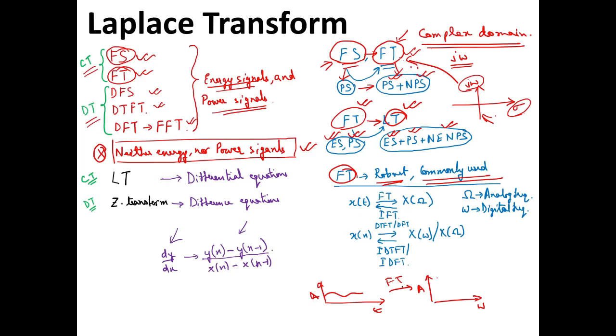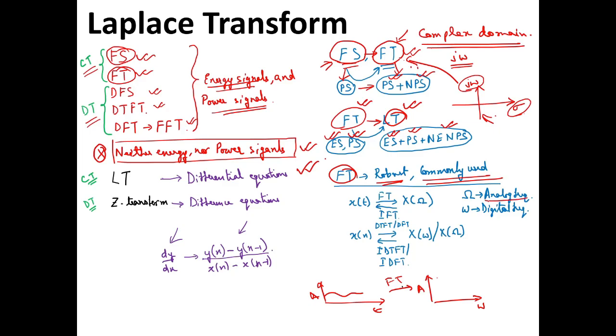So when we talk about the Laplace transform, as I already told you, we are dealing with continuous time signals. That means we will be having analog frequency over here. Then we will be discussing digital signal processing systems, where we will be having digital frequency. So basically, we will be discussing two types of frequency.